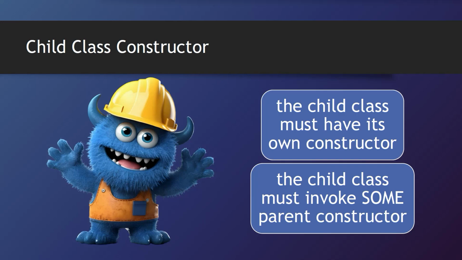The child class must invoke some parent constructor. If you do not have an explicit call to super like we just saw in the previous slide, then behind the scenes, the zero argument parent constructor is called. If that happens, and if the parent class doesn't have a zero argument constructor, then the child class will not compile.